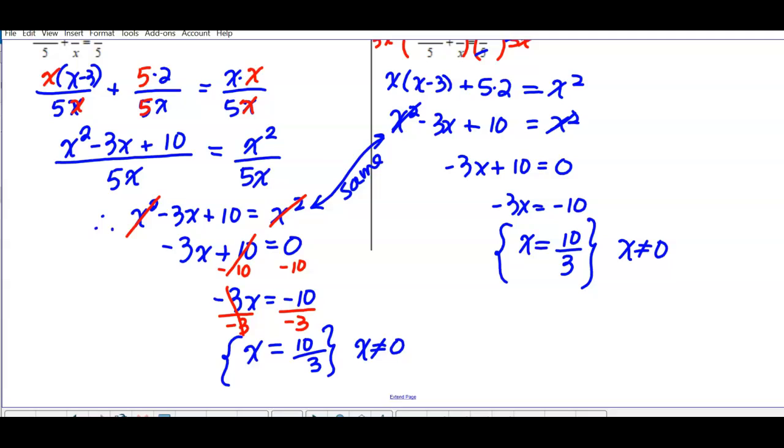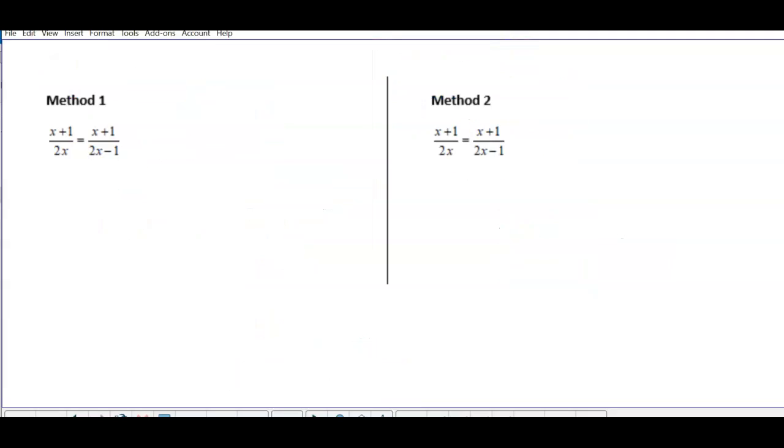So, next one. Take a look. Numerators are actually equal to each other, but the denominators aren't. Okay? So, lowest common denominator.